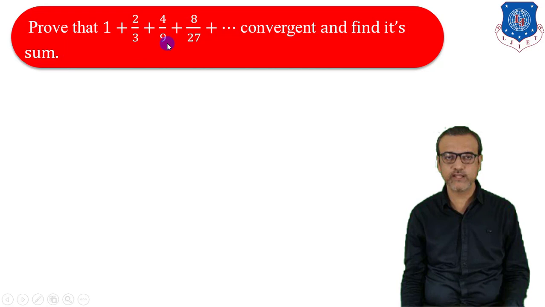If you divide 2/3 by 1, you will get 2/3. If you divide 4/9 by 2/3, you will get 2/3. If you divide 8/27 by 4/9, you will get 2/3. It means the ratio of two consecutive terms is the same. So this is a geometric series.